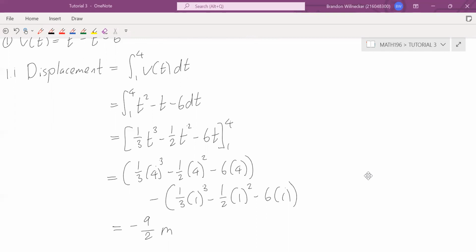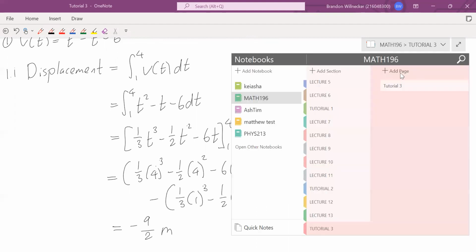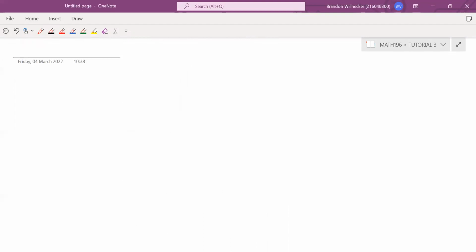So the next part was to find the distance traveled. Now remember, there's a difference between distance and displacement. Displacement is your net movement from where you are to where you end up. Distance is the exact length of the path that you took to get from the start to the end. So they are different. Let's take a look at finding the distance.